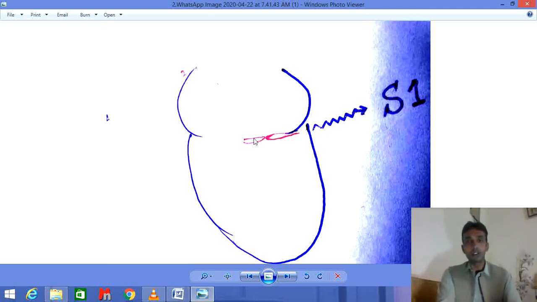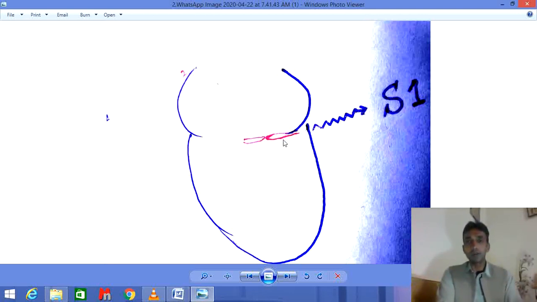Just the blood is accommodated in this area, and the wall of the ventricle is pushed towards the atria. Now this mitral valve is closed, and during the closure of the mitral valve or the tricuspid valve, a vibration is created in this valve, and in this valve also. The vibration created by the mitral valve and the tricuspid valve leads to the generation of sound, and that sound is called S1 sound.